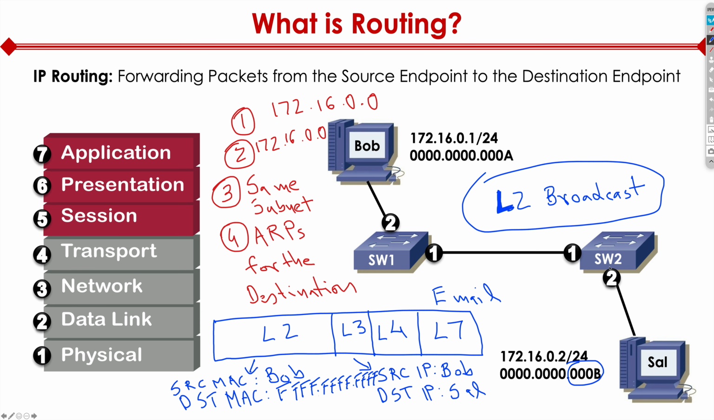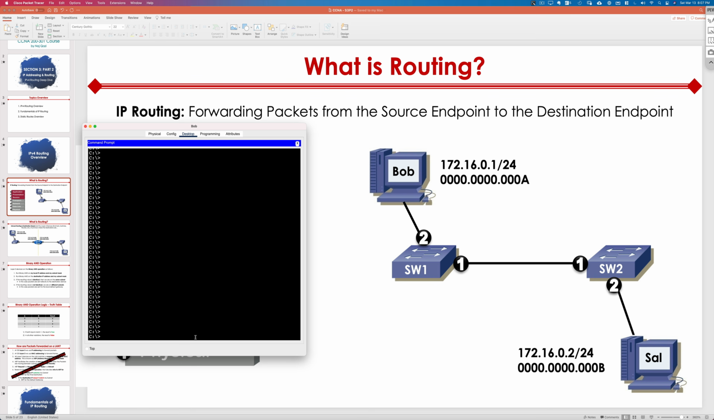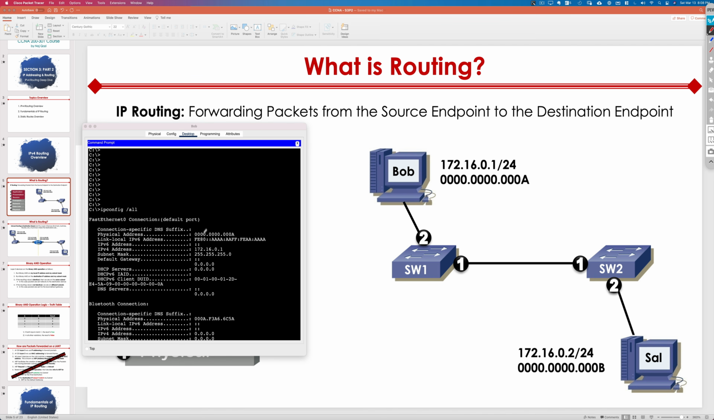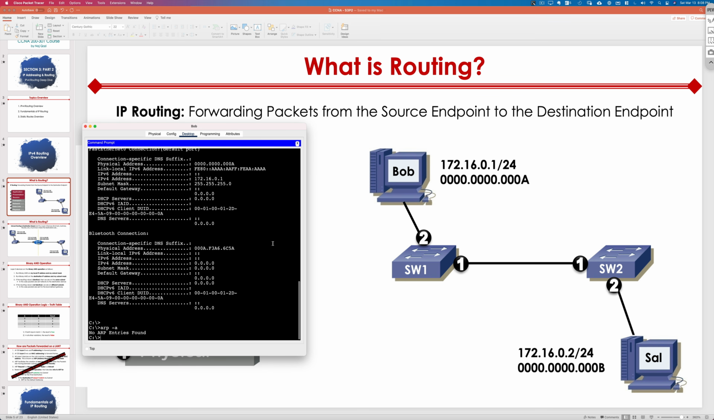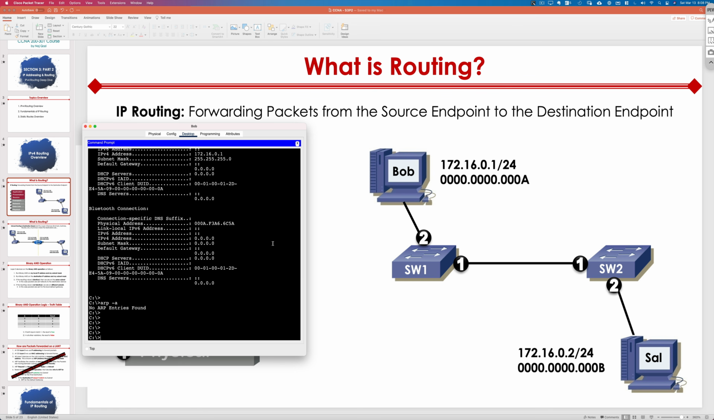And let me quickly show you the CLI of how this looks. So here I am on Bob's PC. I'm going to do ipconfig /all. By doing that, I'm looking at a couple of different things here. First of all, I'm going to focus in on FastEthernet0. That's the main interface I care for. My IP address, my subnet mask, and my physical address, which ends in A. So that's Bob. Now let's also quickly take a look at Bob's ARP table. And Bob does not have any entries in its ARP table at the moment.